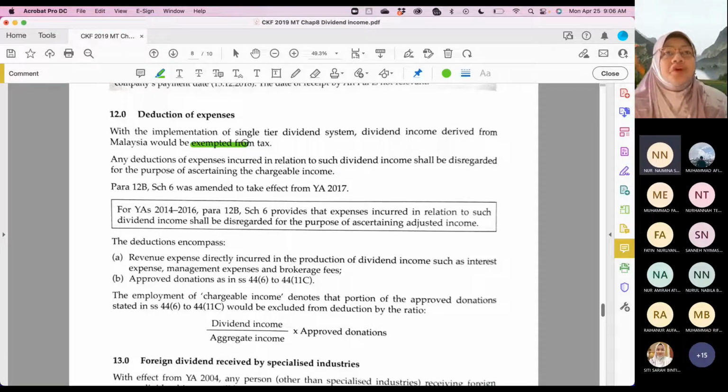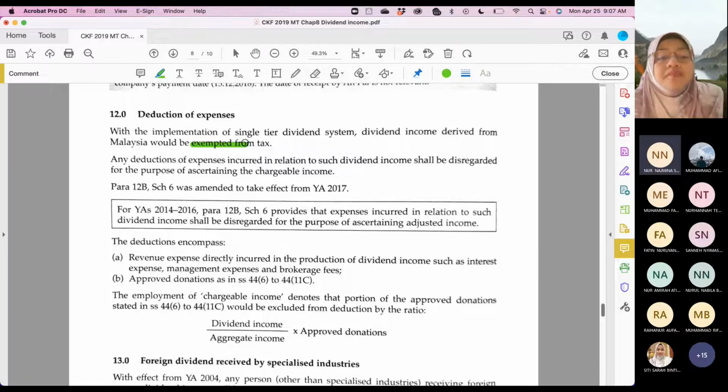But if you receive dividend from outside, for example, you have an investment in shares in Singapore, and the Singapore company issues you dividends. Remember that the Singapore company may not be a resident company, so the dividend is not derived in Malaysia. When the dividend is not derived in Malaysia, it will not be taxed in Malaysia. On top of that, remember that income received from outside Malaysia is also exempted. So if you receive any dividend income from outside Malaysia, you can also put it as exempted.